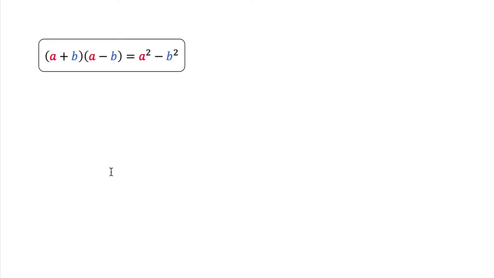Now, last time we used this formula from the left-hand side to the right-hand side. And that was called opening brackets. But today we'll use this formula from the right-hand side to the left-hand side, and that's called factorization.